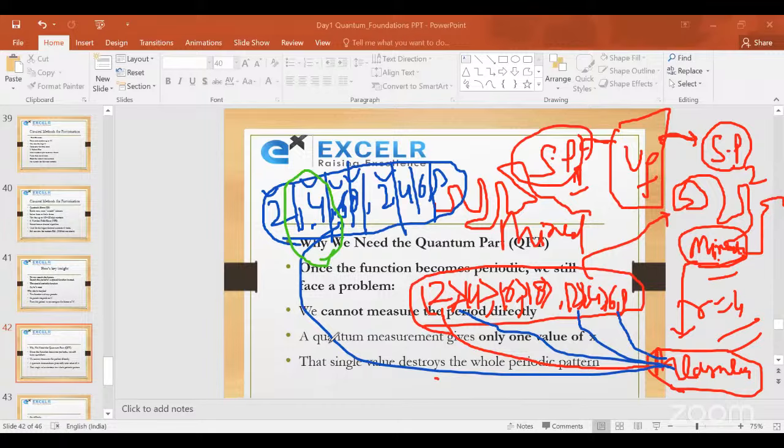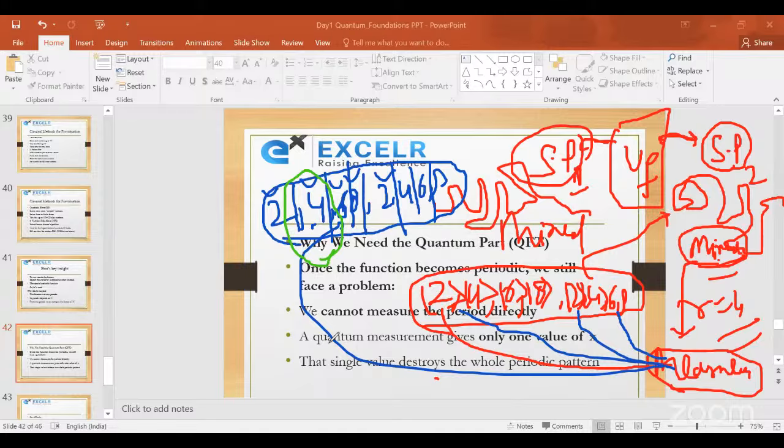Periodicity we can find only when we have 2, 4, 6. If we observe everything simultaneously, 2, 4, 6, 8, then we can say the periodicity is 4. But when we find only one number, we cannot say that. So it is uncertain. That is the problem. We need additional arrangements to manipulate this problem into the final output.